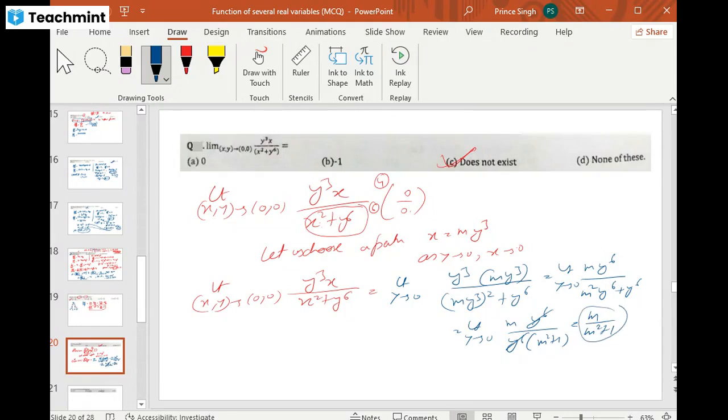So clearly limit depend upon m, but here m is arbitrary, means for different values of m we have a different limit, hence limit does not exist.